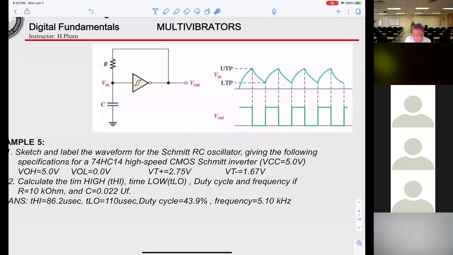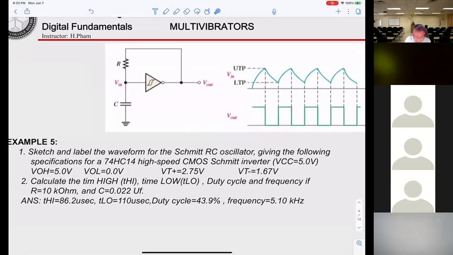Okay, and then they said, calculate the time high, T high, time low, T low, duty cycle and the frequency if R equals 10K and C equals 0.22 microfarad. That means they want to get the time high right here. This is the time high. And this is the time low.